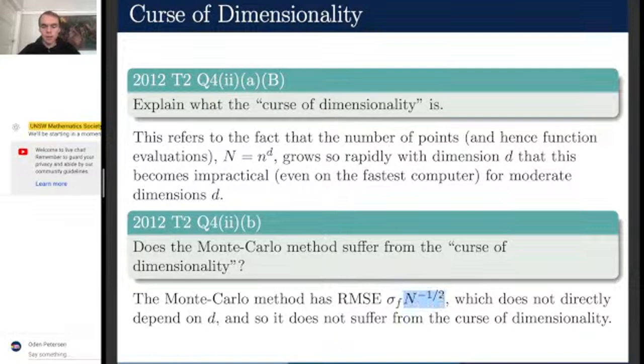and this term, in terms of the number of samples that we take, doesn't actually directly depend on the number of dimensions that this function has. And it turns out that this variation isn't strongly affected by the dimension of the function. And so because of this, I guess we can say that the Monte Carlo method doesn't have the same problem that this tensor product rule has, where we need a very large number of samples to get the same level of accuracy.